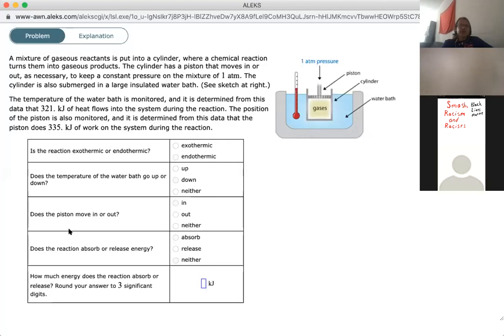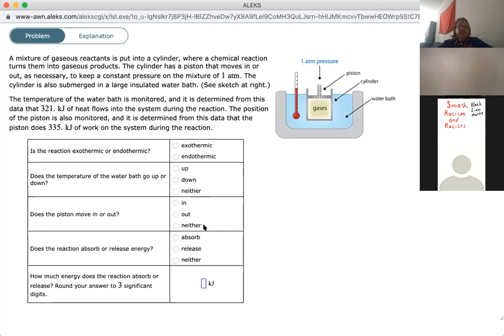There we go. Okay. So now does the piston move in or out? All you really need to do is look at the sign. You know, the system, it's 335 kilojoules on the system. So that means it's positive, right? So positive work is where you compress, right? Compression, W is positive. You're doing work on the system. So that would be in, right? It's coming in. The only way it could be neither is if there was no work done at all. So they would say that no work was done on the system or the surroundings, on the gases or the piston. And that would be fine.